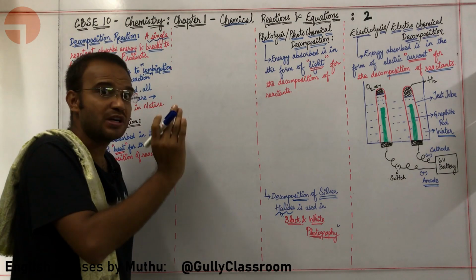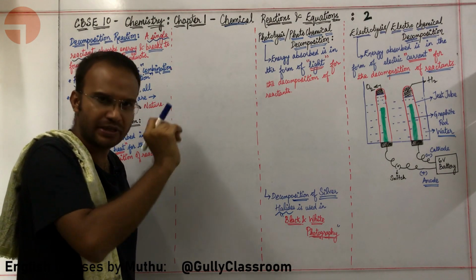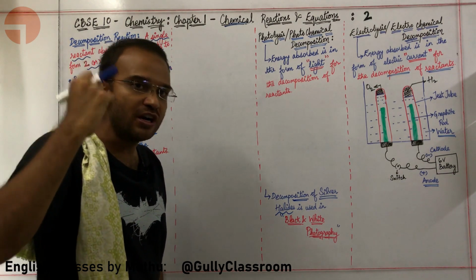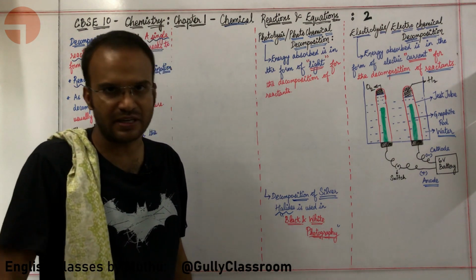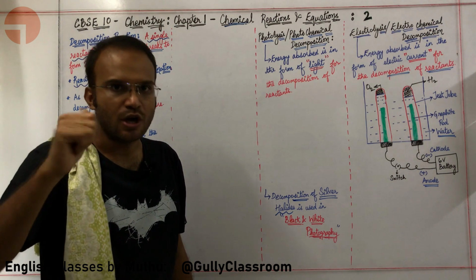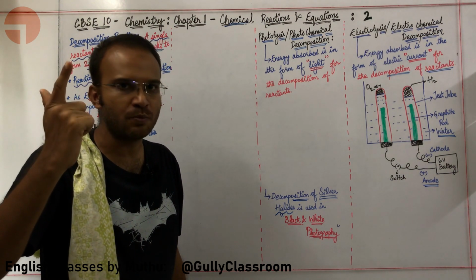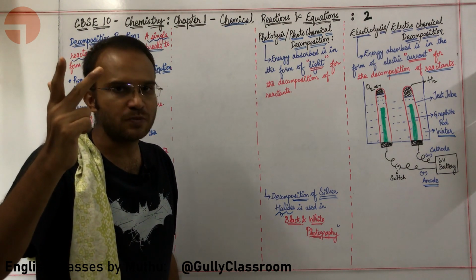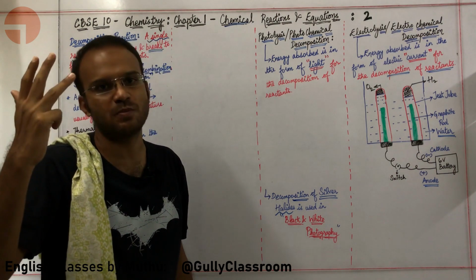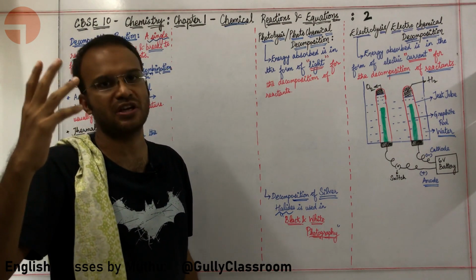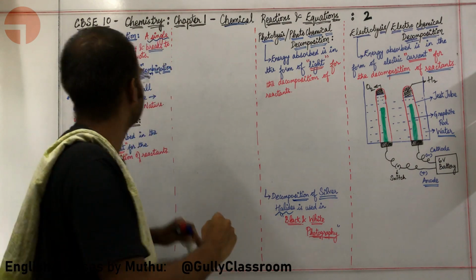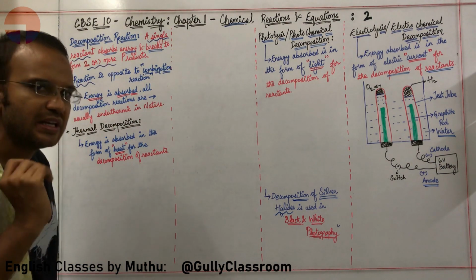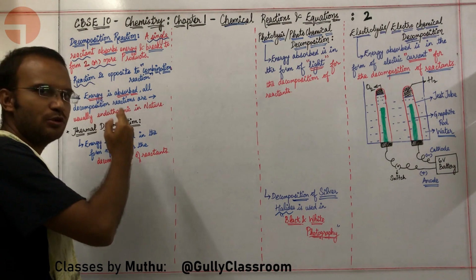So what are we going to learn in this particular lecture? We have already seen that there are basically 5 types of chemical reaction. They are combination reaction, decomposition reaction, single displacement reaction, double displacement reaction and redox reaction. In this lecture, we are going to completely learn about decomposition reaction. Let's get to the lecture.